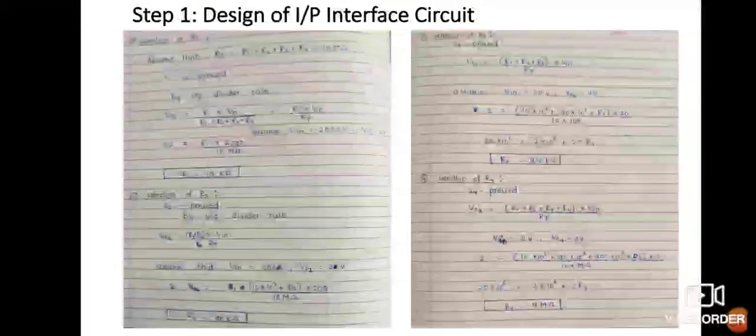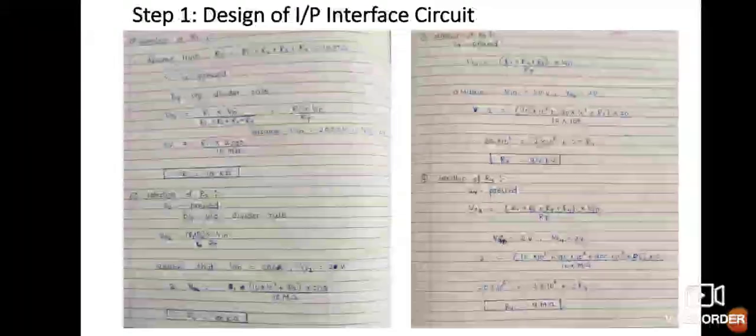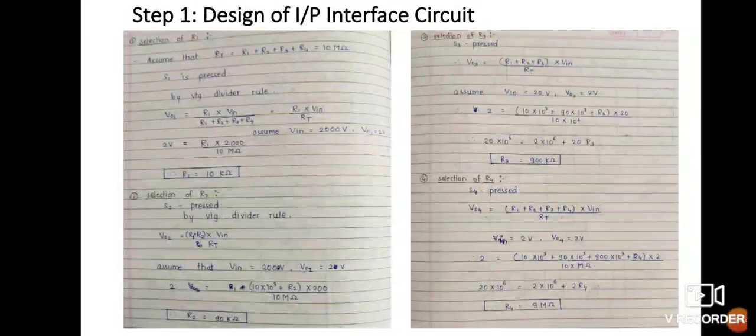So here V01 is 2 volt, Vin is 2000, and total resistance is 10 mega ohm. So the R1 value we can easily find out: R1 is equal to 10k. Next is the selection of the R2 value. When S2 is pressed, we find the voltage across R1 plus R2. That voltage will be V02, which is again 2 volt. So V02 is equal to R1 plus R2 into Vin divided by RT. Vin is 2000, since we are keeping the maximum voltage as input.